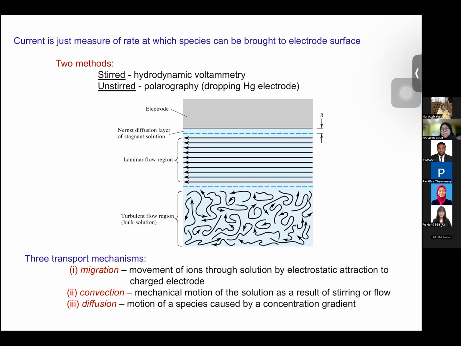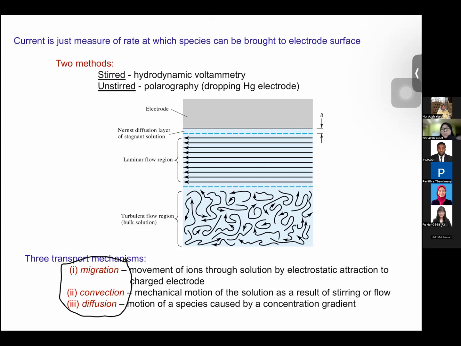Okay, we have to think about the ions moving here and there. Usually what we need to do is stir the solution, because the ions need to move. There are three transport mechanisms: migration, where ions move through solution by electrostatic attraction. So if the ion is positive and the electrode is charged, depending on the charges, the ions will migrate.